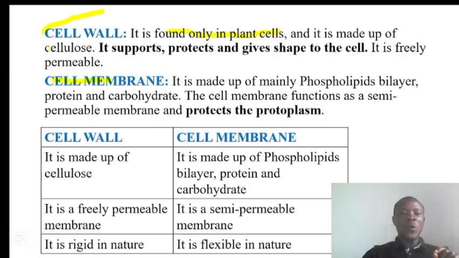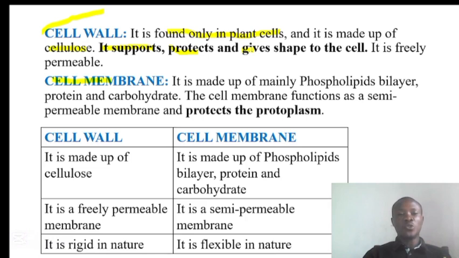In plants, the cell wall is made up of cellulose. In bacteria, the cell wall is made up of peptidoglycan. In fungi, the cell wall is made up of chitin. So the function of the cell wall is that it supports, protects, and gives shape to the cell, just like what we discussed in the case of prokaryotic organisms. They have the same function here. The cell wall in plants or in any other organism supports, protects, and gives shape to the cell.